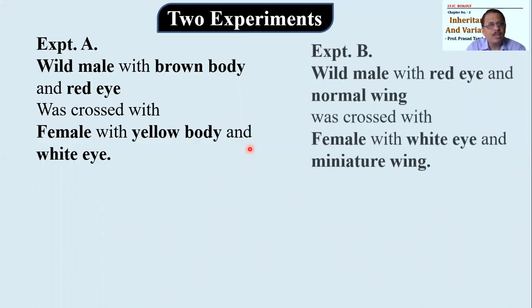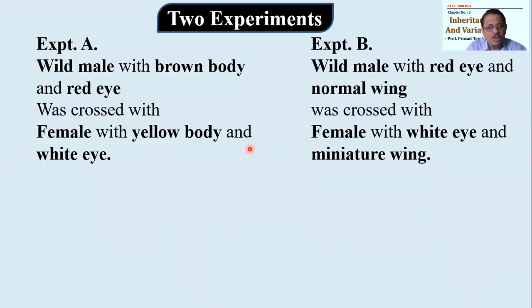In the second experiment, he considered wild male with red eye and normal wing, whereas female was with white and miniature wing. What is so क्या common है दोनों में? Red eye and red eye is common over here. White eye and white eye means color of eye is common. This color of eye he is testing with other two traits, size of wing and body color.